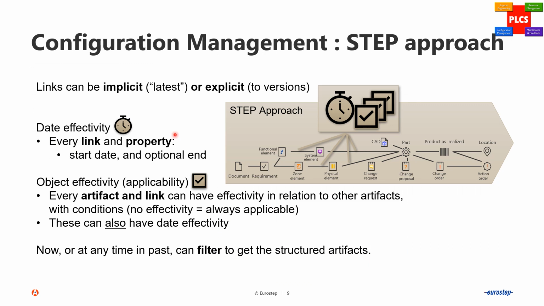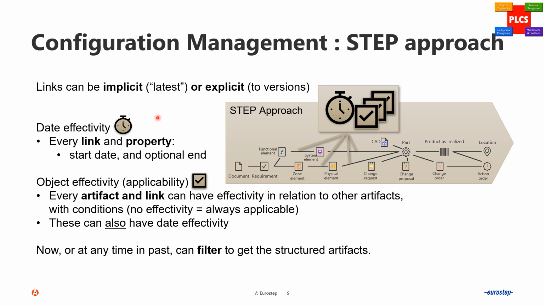Again, an overview of what is meant by the STEP approach to configuration management. Here, the links between things can be implicit, i.e. to the latest, or explicit, i.e. to explicit versions. So this is a different approach. There are two main aspects to this type of configuration management. The first one is dated effectivity. Every link and every property in the information can have a dated effectivity. So it has a start date, i.e. when did that become effective, and it can have an end date saying at this point this is no longer effective.